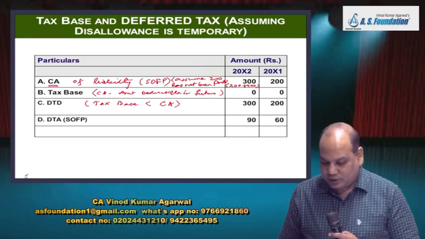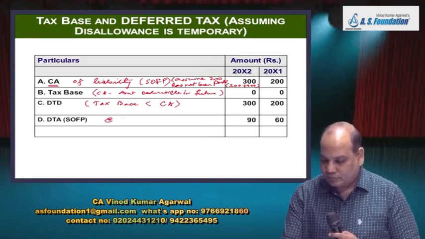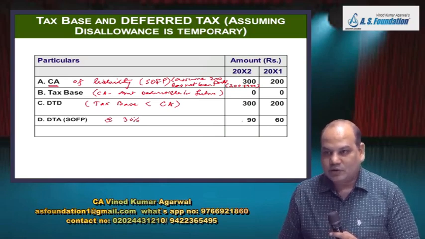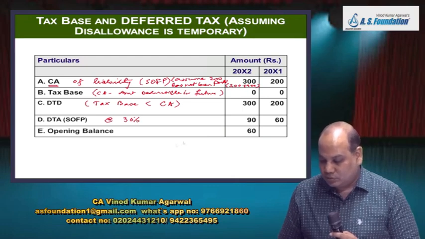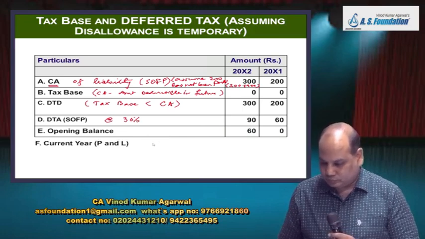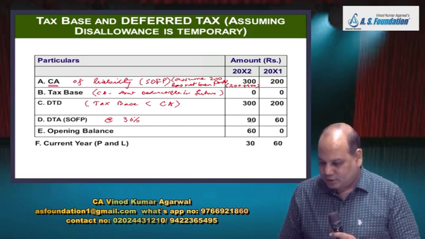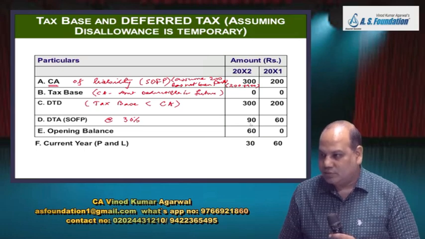What is the rate of tax? 30%. This is the SOFP figure: 90 and 60. What is the amount to be shown in P&L account? You will deduct the opening balance. Point number E. Opening balance 60, 0. So in the current year P&L account you will recognize 30, not 90. 90 is the balance sheet figure. Opening balance already has 60.